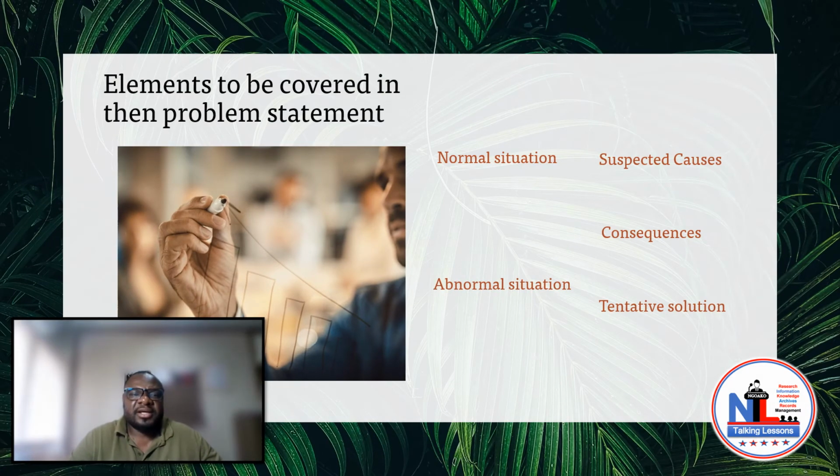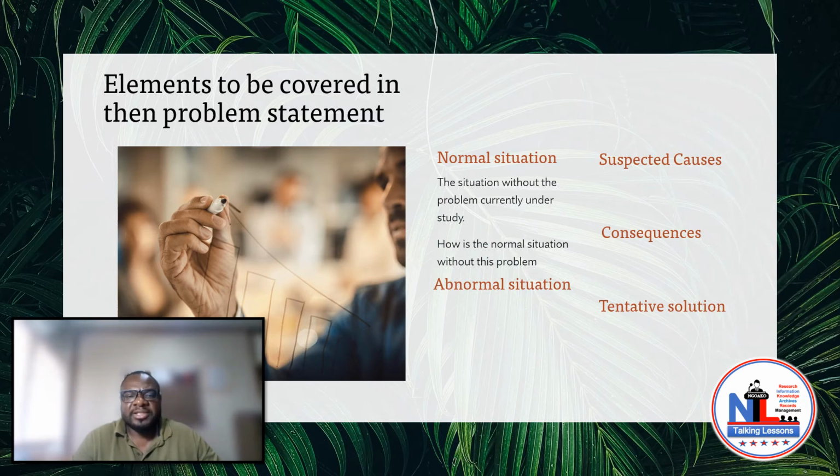So the elements to be considered in the problem statement, there are several elements that you need to consider when you compile your problem statement. So one thing first, consider normal situation. What is the normal situation without a problem? The situation without a problem currently under study. How normal is it? How is the normal situation without the problem? So how do things run smoothly without this problem? So you need to show that in your statement of the problem.